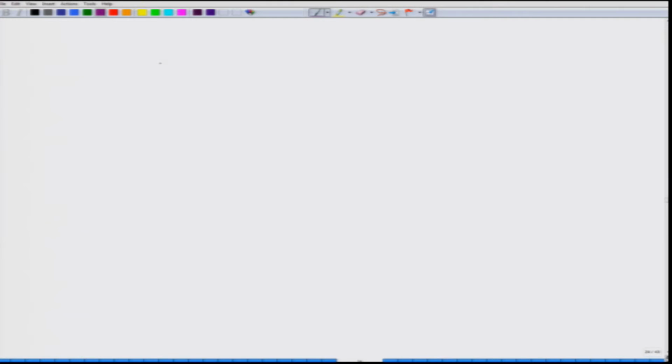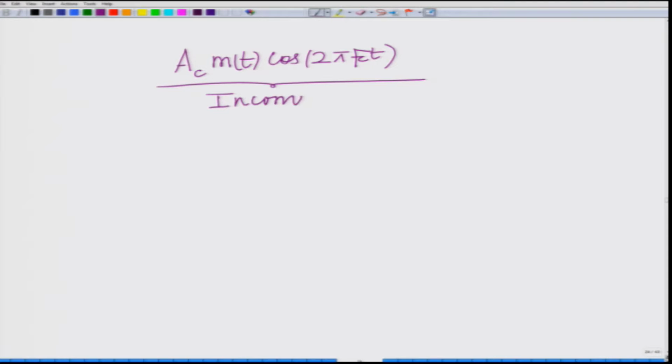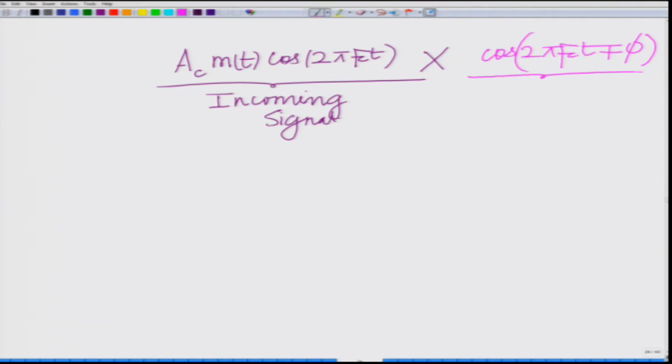So, we have the incoming signal, that is A_C m(t) cosine 2 pi f_c t, and this is demodulated or multiplied by the carrier which is locally generated at the receiver. And there is a phase offset phi in this locally generated carrier.